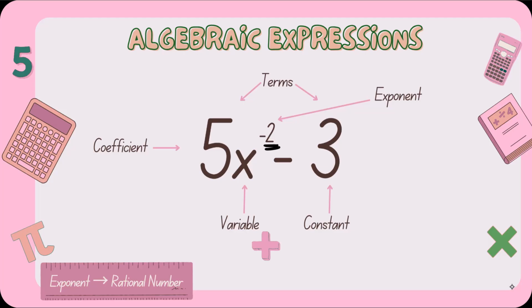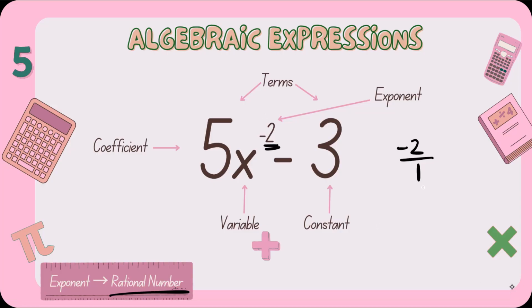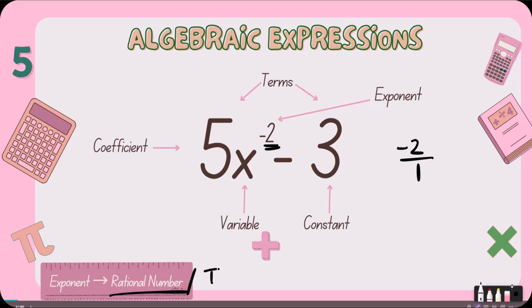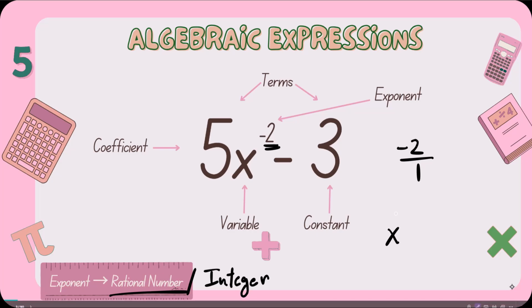Here the exponent is a rational number. Why is minus 2 a rational number? Minus 2 can be written as minus 2 by 1. It is also an integer. So these are the different forms an expression can have. It can even be an irrational number, like x raised to root 2. We haven't done those kinds of questions, but I'm just giving an idea.